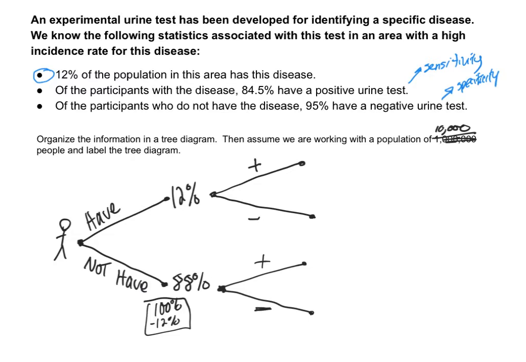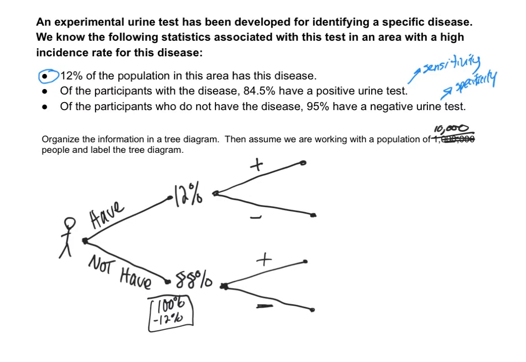Now I'm told in this problem, of the participants with the disease, 84.5% are going to have a positive test. So that means 84.5% of those with the disease are going to test positive, meaning if I have the disease and I come in, then the difference, if we take 100% minus 84.5%, we see here that 15.5% of those individuals are going to test negative.